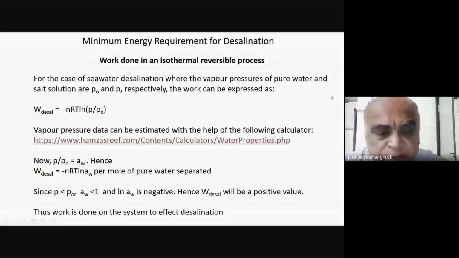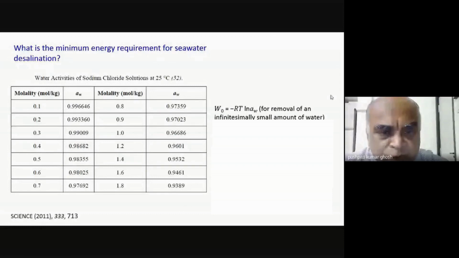Now, let's take, for example, if we really want to actually do a calculation, this data, for example, is available. Okay, I've taken it from one of the articles in Science, but as I told you, you can estimate it from the vapor pressure.